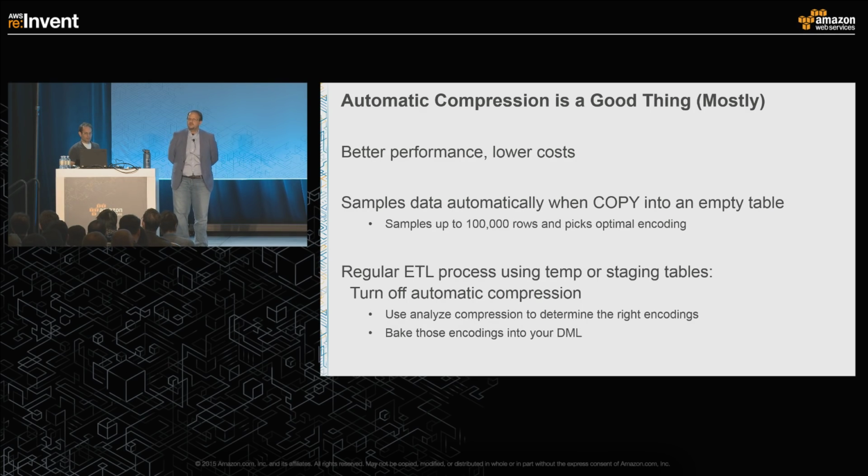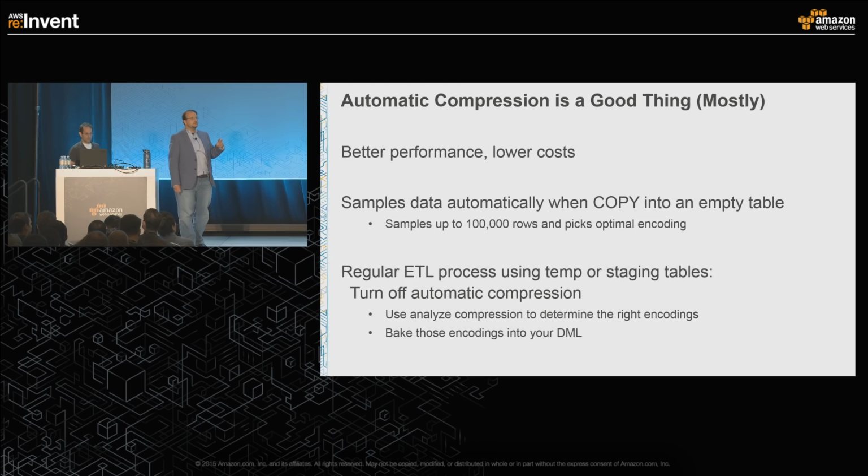Automatic compression is a great thing because it automatically compresses the data for you. You get better performance on your scans and lower costs on your storage because you can fit more data in less space. What it does is actually sample the data, about 100,000 rows worth of data. It tries to compress every possible way, figures out which one is going to be smaller, drops the table, creates the table again, and starts loading all over again. That's great to do once, not every time you load the same type of data.